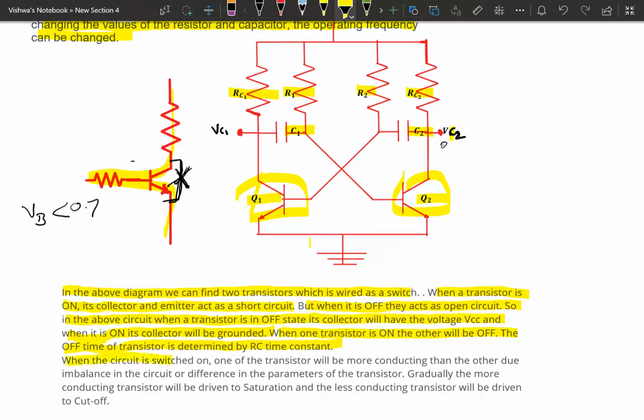When the circuit is switched on, one of the transistors will be more conducting than the other due to imbalance in the circuit or difference in the parameters of the transistors. Gradually the more conducting transistor will be driven to saturation and the less conducting transistor will be driven into cutoff. This is the circuit design and how it conducts the current.